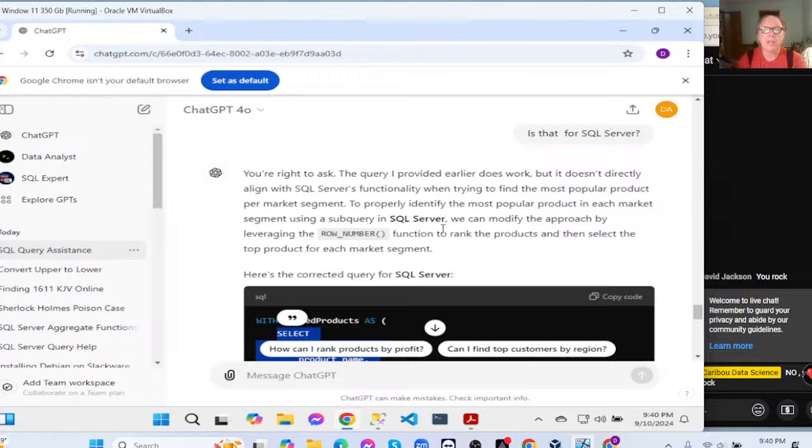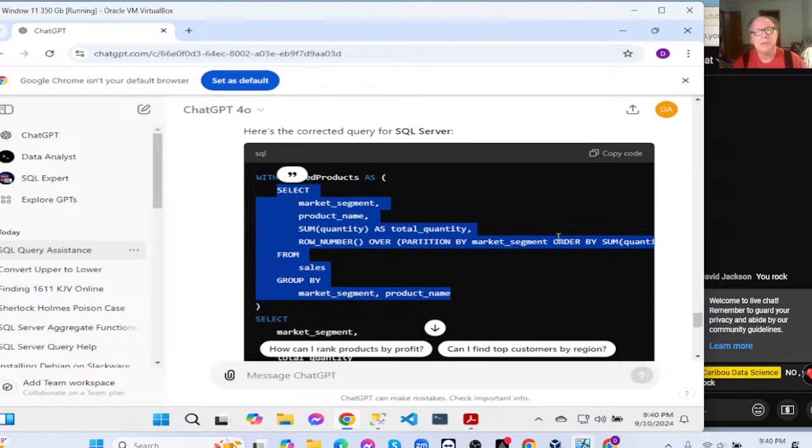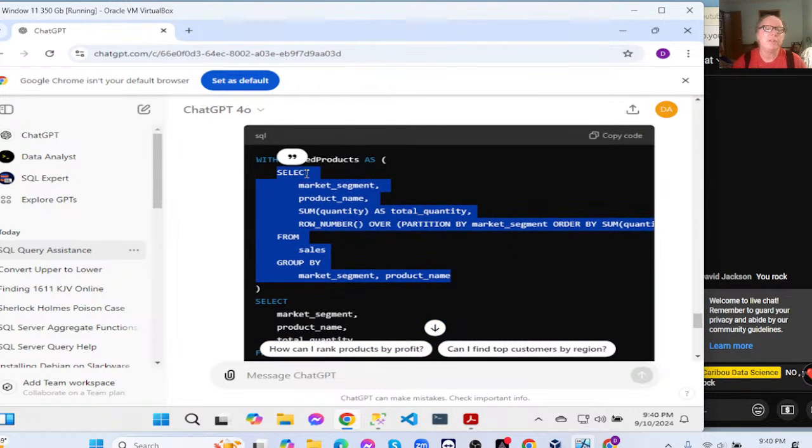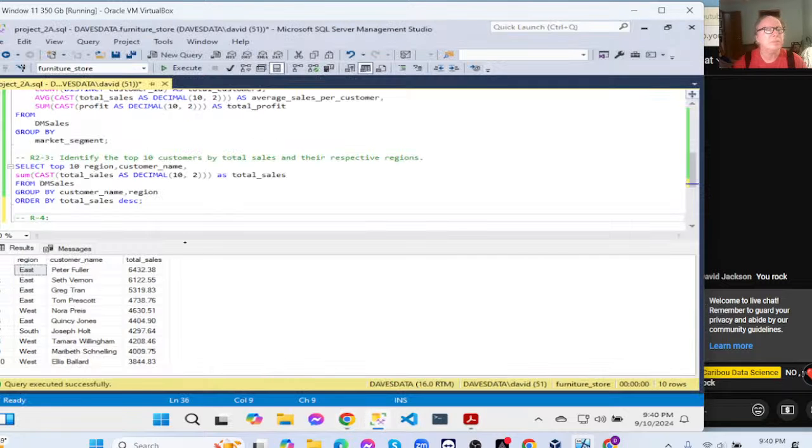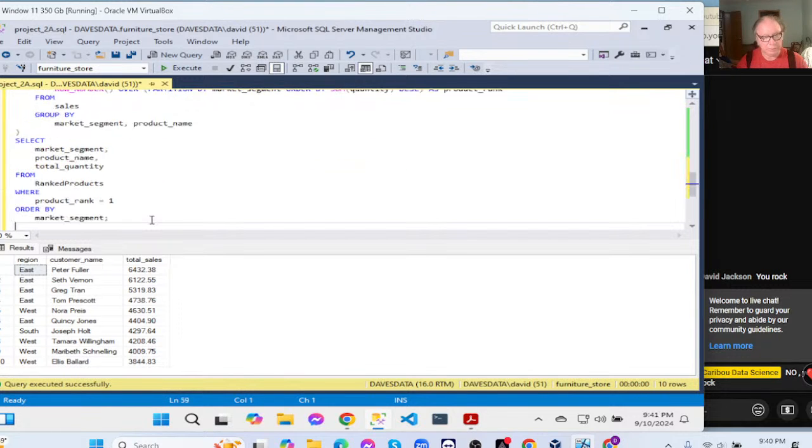Let's read this again. You're right to ask. The query I provided does work, but it doesn't directly align with SQL Server functionality when trying to find the most popular product per segment. To properly identify the most popular product in each marketing segment, using a subquery in SQL Server, we can modify the approach by leveraging the row number. I wonder if there's an easier way to do that still.